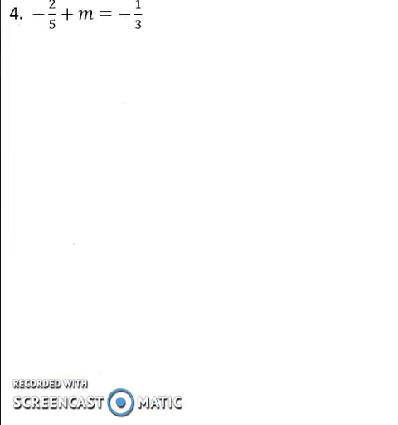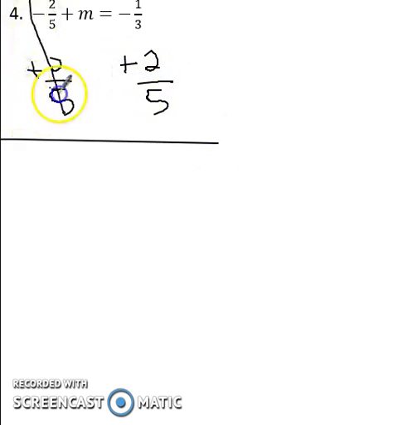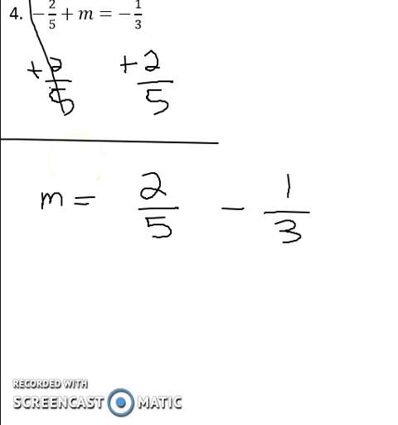Okay, so number 4, we have negative 2 over 5 plus m equals negative 1 over 3. And we want to isolate the m. We want the m all by itself. So we're going to start off by doing the opposite of what's happening to that m. We're going to add 2 over 5 to both sides. These cancel, and what we are left with is m equals 2 over 5 minus 1 over 3.